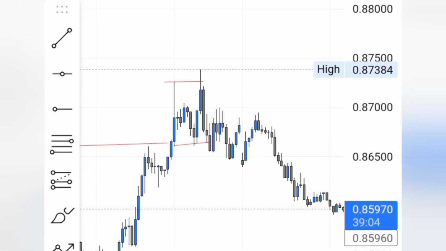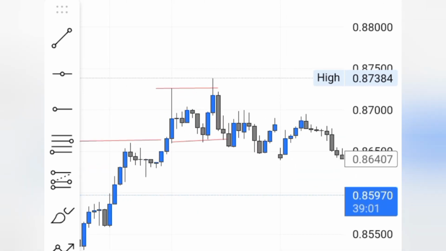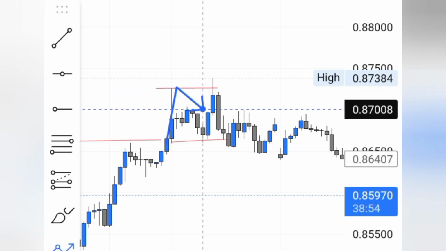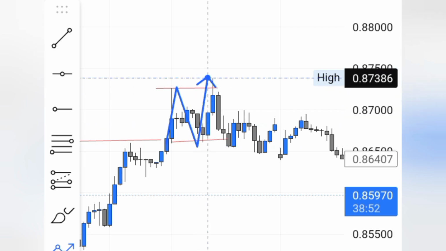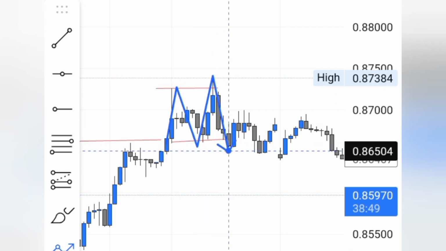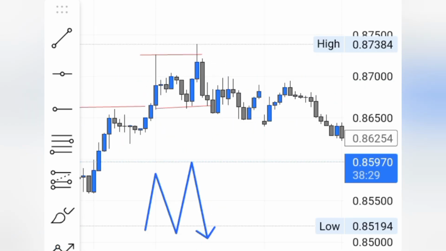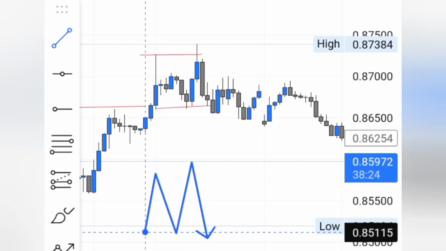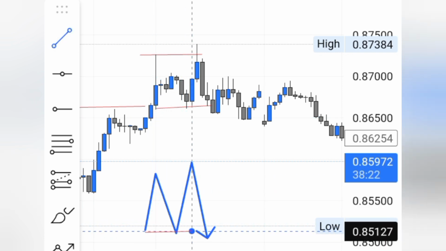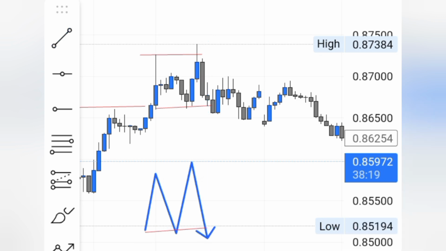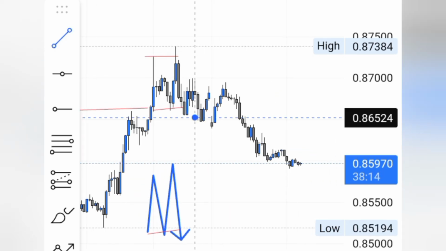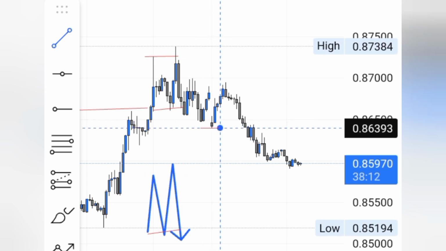As you can see here, the market came and broke this last low in the opposite direction. This was a high, this was a low, this was a high. Because it broke the market in the opposite direction, that means we have turned from bullish to bearish. After that you'll see that it will go down, creating lower highs and lower lows.